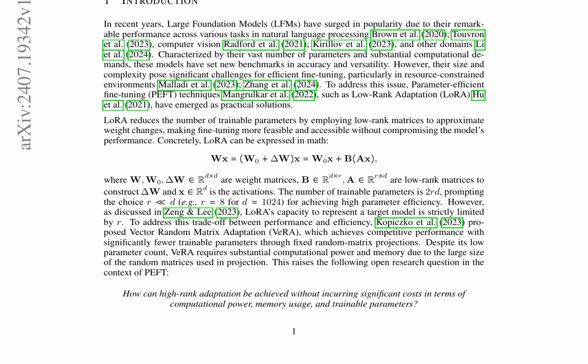C3A addresses the open research question of how to achieve high-rank adaptation without incurring significant costs in terms of computational power, memory usage, and trainable parameters. The C3A method is designed to overcome the limitations of LoRA and VeRA, providing a novel approach to parameter-efficient fine-tuning. The authors demonstrate the effectiveness of C3A through extensive experiments, showing that it consistently outperforms LoRA and its variants across various fine-tuning tasks. The proposed method has the potential to significantly improve the efficiency and performance of large foundation models, making it a valuable contribution to the field of machine learning.